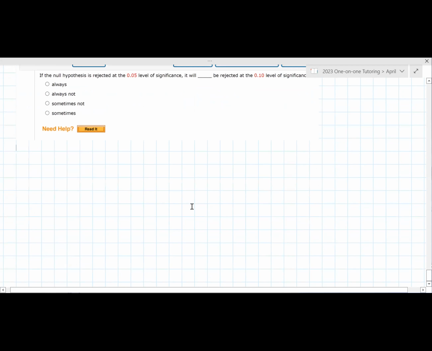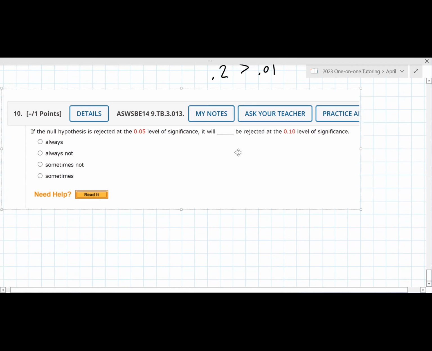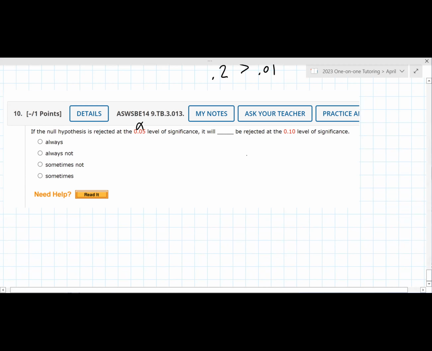Okay, number 10, kind of the same thing here. If the null hypothesis is rejected at the 0.05 level of significance, it will blank be rejected at the 0.1 level of significance. Let's go case by case here. Alpha is 0.05. Here's your p-value. If we're rejecting, we need the p-value to be less than 0.05. So maybe 0.025. Is that less than 0.05?